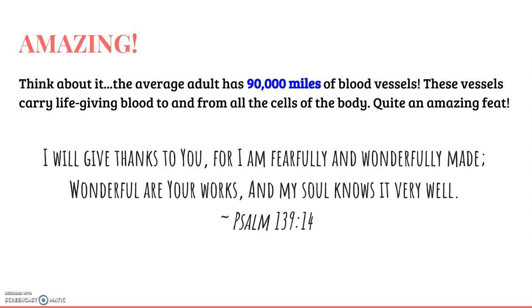So think about it. Your whole circulatory system once you are an adult. The average adult has 90,000 miles of blood vessels, including everything from the aorta all the way out to the capillary network, all the way back up to the vena cava and back into the heart. And all these vessels, the only purpose of these vessels is to carry life-giving blood that contains nutrients, oxygen, and carbon dioxide and waste throughout all the cells of the body. That's quite an amazing feat.